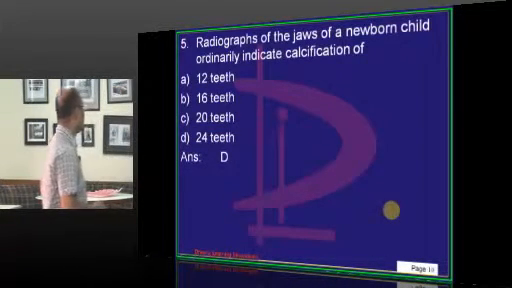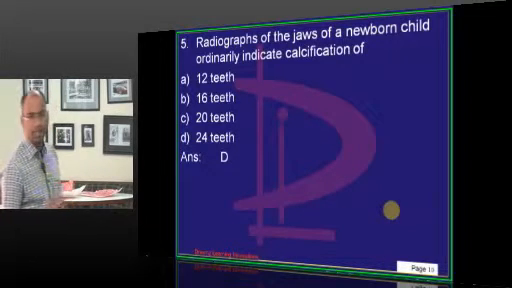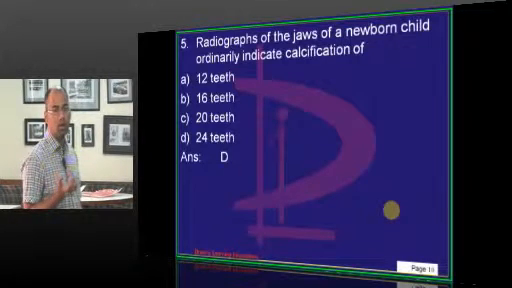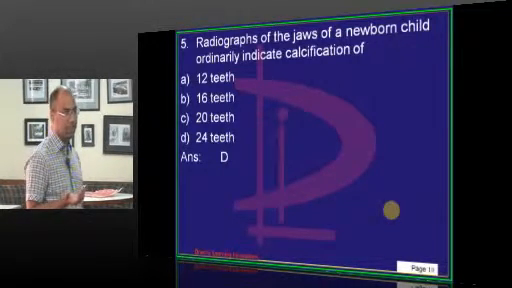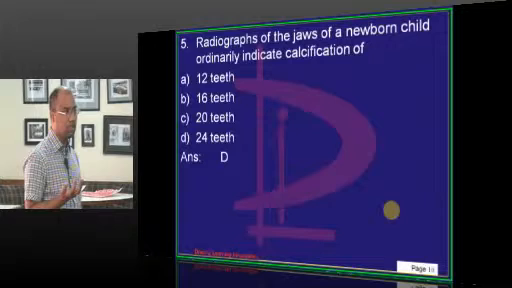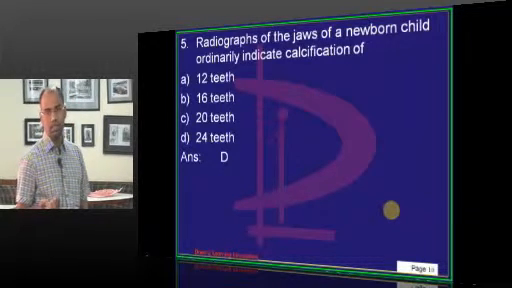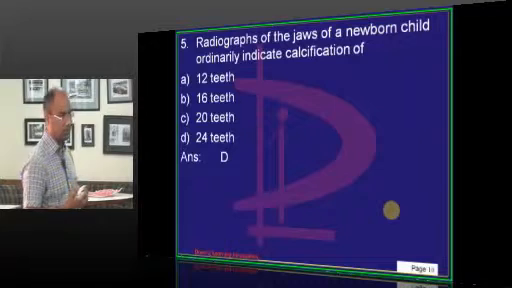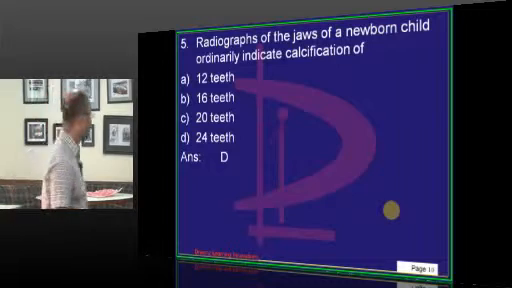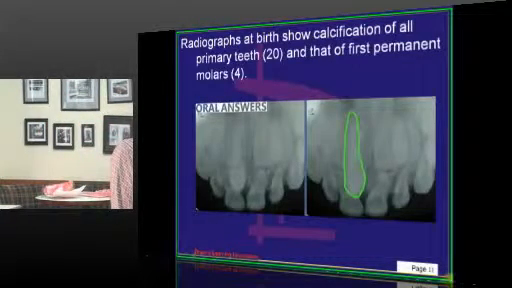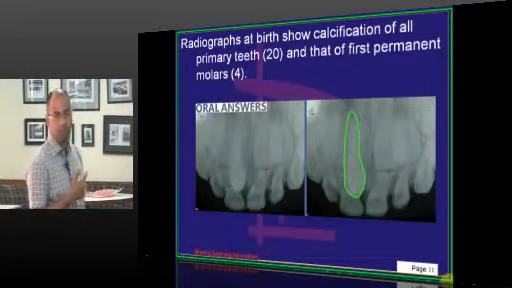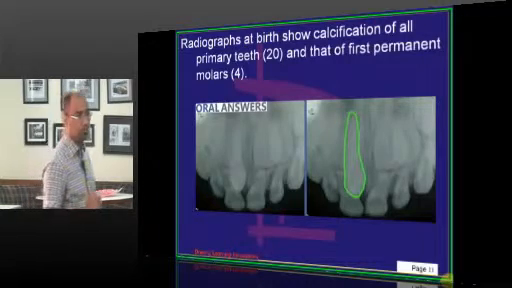A radiograph of the jaw of a newborn normally indicates calcification of how many teeth? Say a newborn, an infant or a neonate, what you see is 20 teeth, isn't it? In addition to the 20 primary teeth, you see the first permanent molars, which are calcified at birth. So 20 plus 4 is 24 teeth. So a radiograph at birth shows calcification of all 20 primary teeth and the first permanent molars, totally 24 teeth.